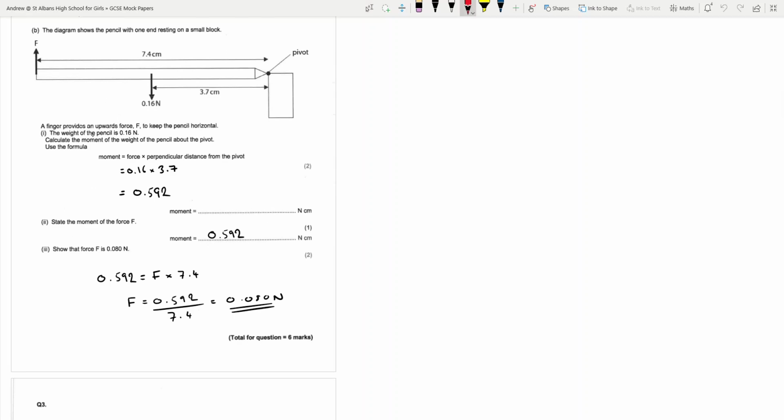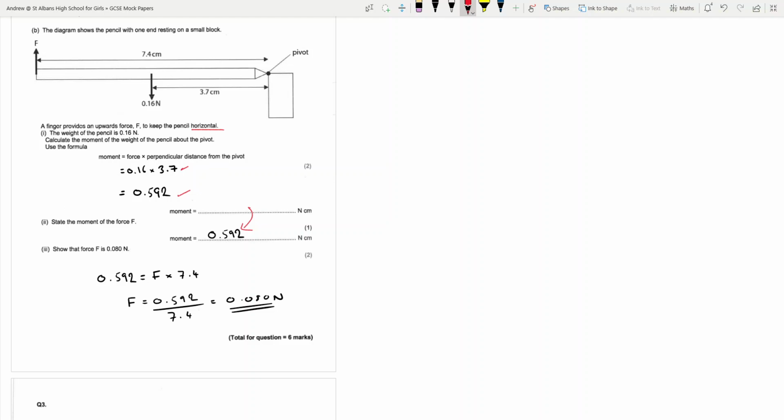Okay, so we've got moments, we've got a finger balancing a pencil on a pivot, and we calculate the moment. So it's going to work through this one quite nicely. Determine the moment using the equation that we're given. So again, it's a case of substitute in, get the answer, 0.592. State the moment for a force F, given that it's resting, so it's balanced, keeping it horizontal. Therefore, it's the same moment, so it's whatever answer you got here transposed to there for your 1 mark.